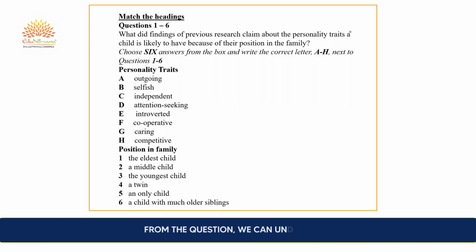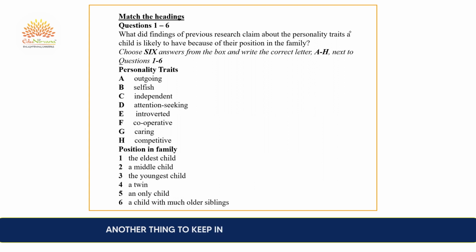From the questions, we can understand that it is about different personality traits that children are likely to have on the basis of their position in the family. Now, there is one thing to keep in mind. The audio will give information in the same order as the questions. That means the traits of the eldest child will be followed by that of the middle child and so on.